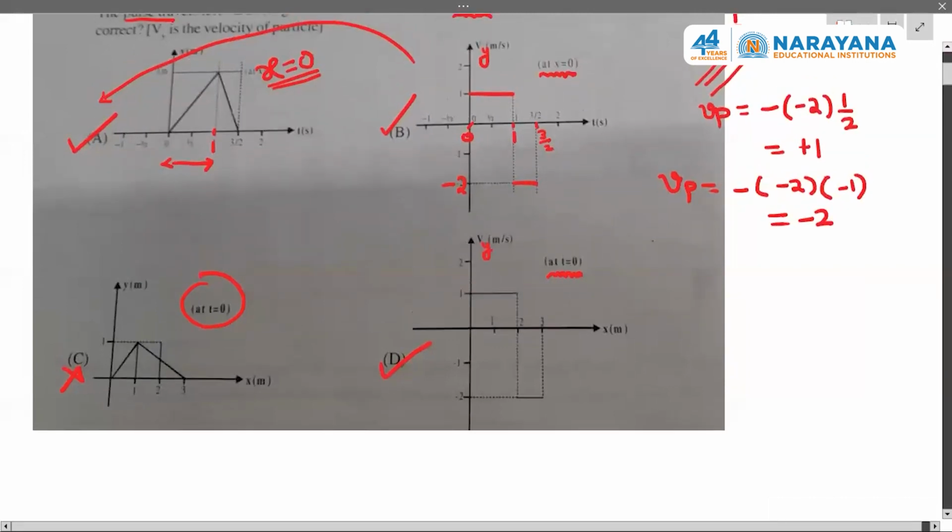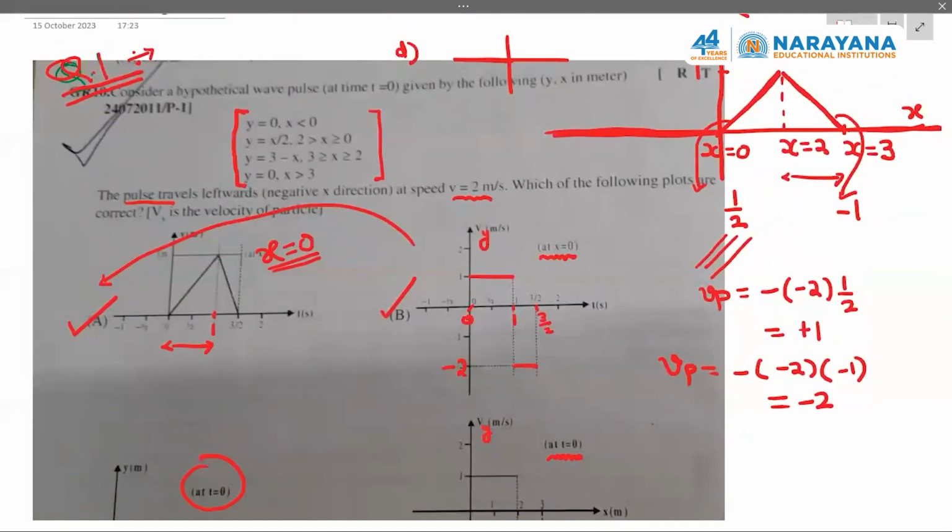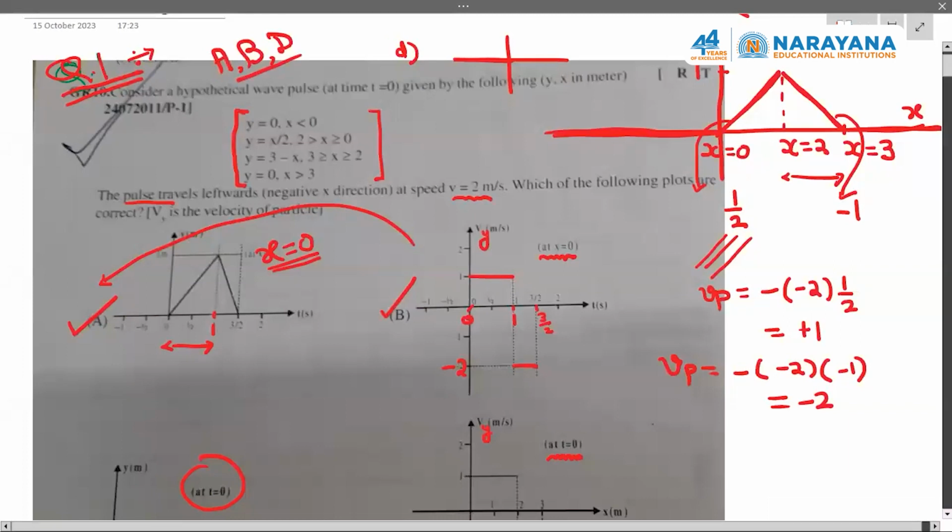So that simple relation for a traveling wave, where Vp is equal to minus of wave velocity with sign into slope, will help me to infer that the results for this problem must be A, B, and D. So these three options will be correct in the problem.